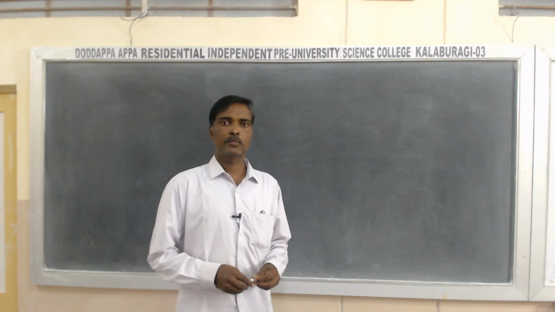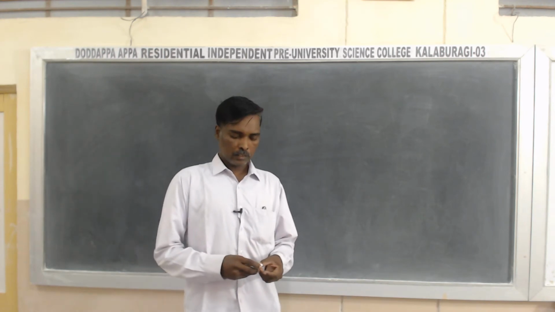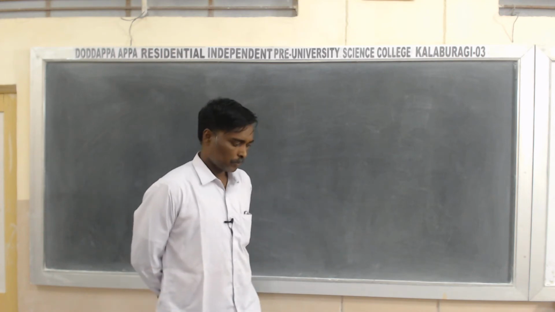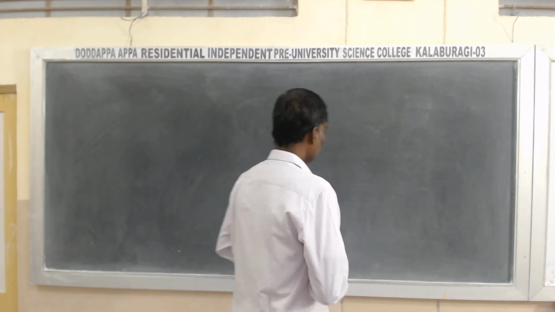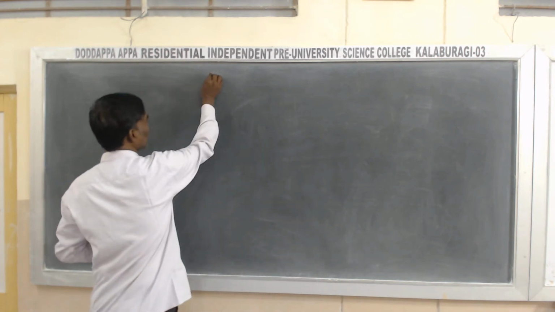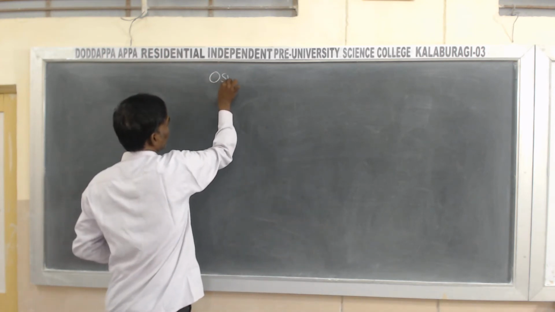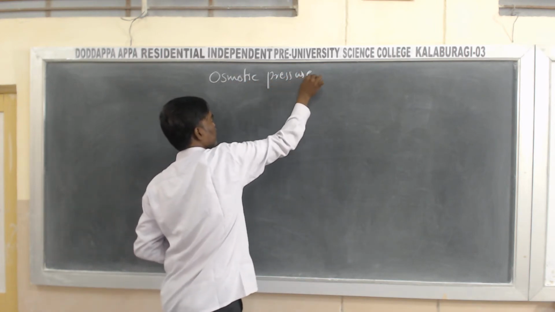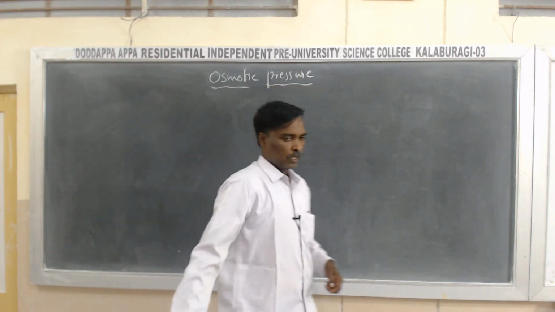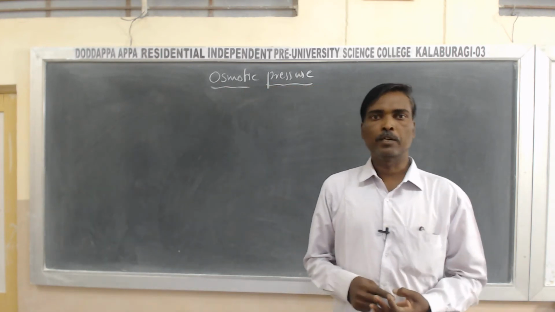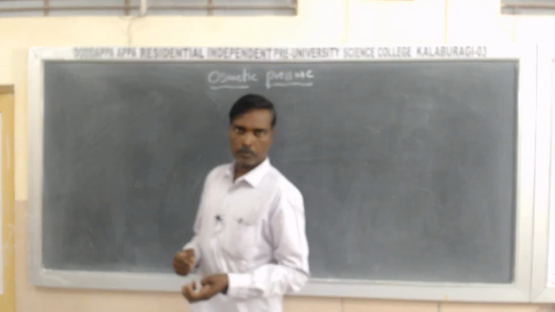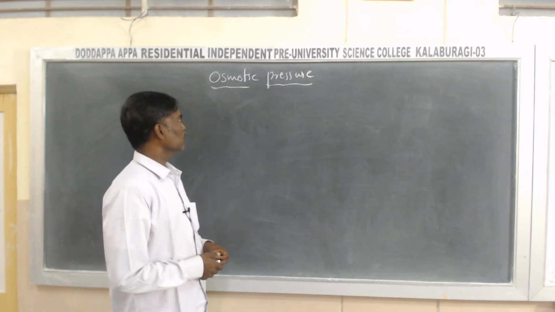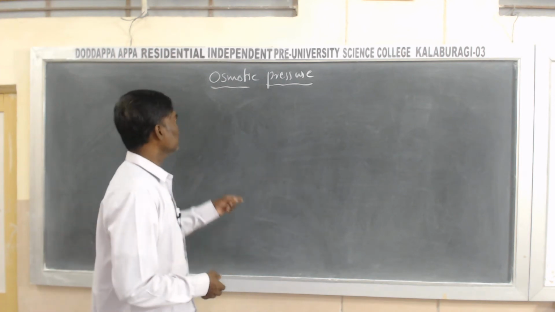Hello students. So in continuation of colligative properties, we start the discussion on the next colligative property, which is osmotic pressure. Already we studied the three colligative properties: relative lowering of vapor pressure, elevation in boiling point, and depression in freezing point. And the next colligative property is osmotic pressure.